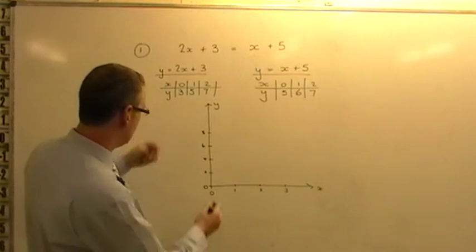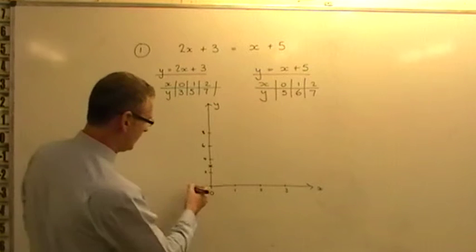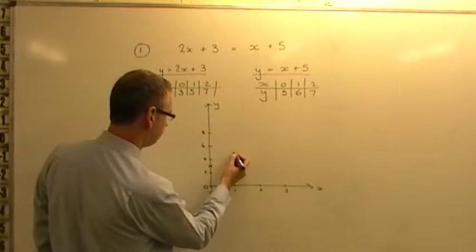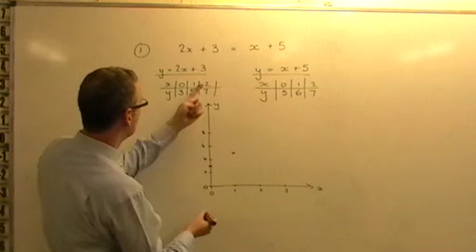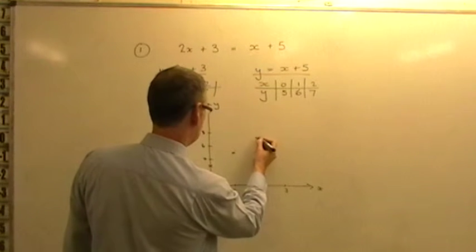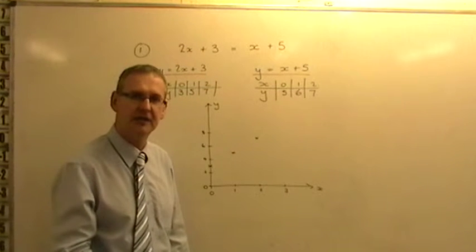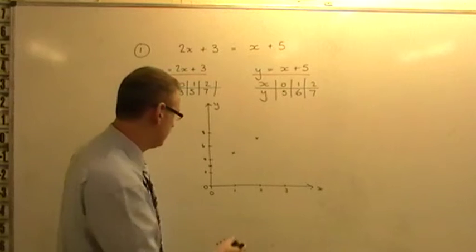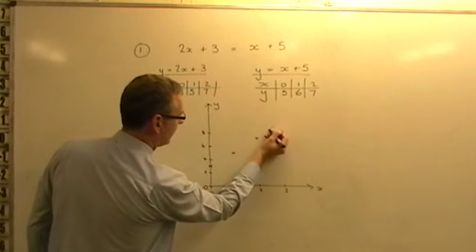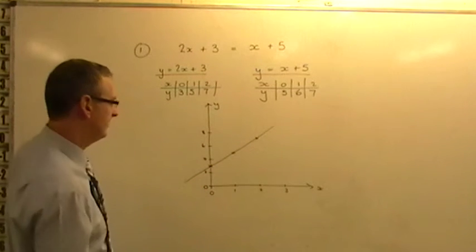Okay, let's plot those points for the 2 straight lines. Here we go. 0, 3 is 0 across, 3 up. 1, 5. So I go 1 across, 5 up. 2, 7. 2 across, 7 up. Now, I'm not going to use a ruler here, but of course, you should be drawing an accurate diagram using a ruler. And the answer we get will be dependent upon you drawing a really accurate picture.